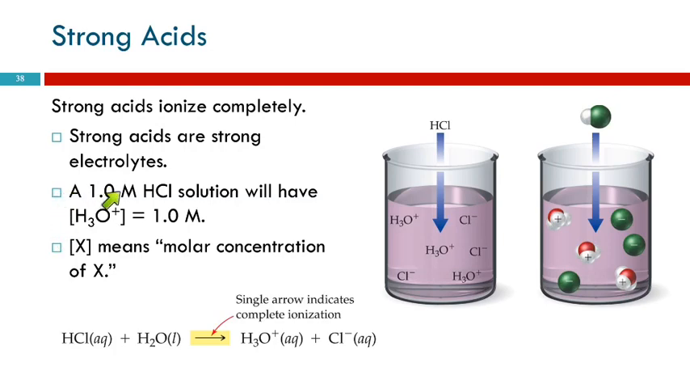So if the concentration of the acid is 1 molar, then the concentration of the hydronium ion is 1 molar. When we put a formula in brackets like this, that means the molar concentration of that formula. So the brackets around H3O plus mean the molar concentration of hydronium ion. When we write this equation, we use a single arrow, just pointing in one direction, meaning it goes completely to hydronium and chloride.